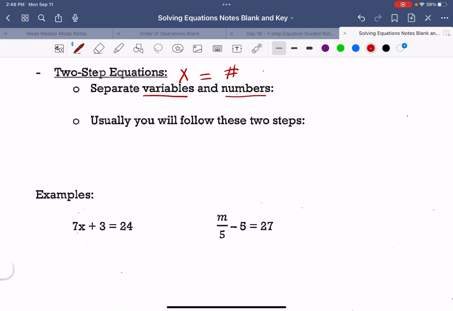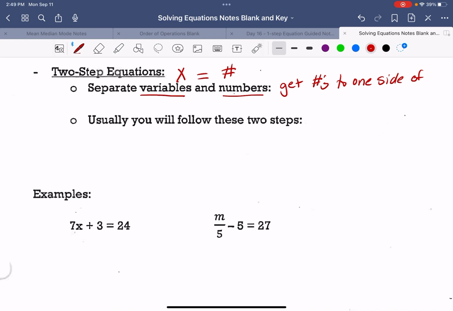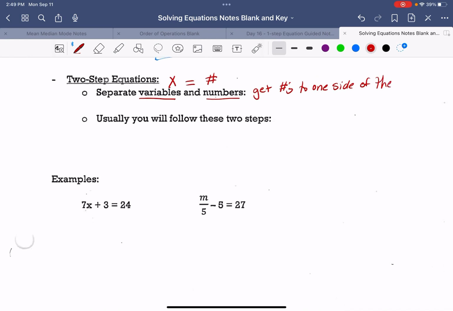And when I make that little pound sign, or what you call the hashtag sign, that's also a shortcut for the word numbers. So x equals some number, okay? That's what we're trying to do. So again, you're going to get your numbers to one side of the equal sign, and your variables to the other. Okay, you always must do that.